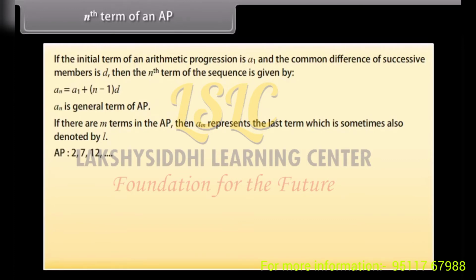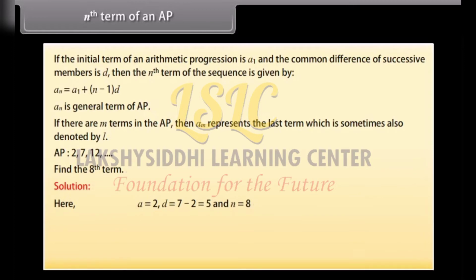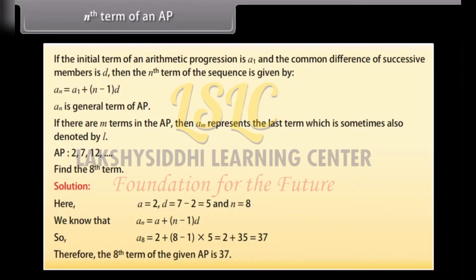Now by using the formula of nth term, let's find the 8th term of the given AP. Here a is equal to 2, d is equal to 7 minus 2, which is 5, and n is equal to 8. We know that an is equal to a plus n minus 1 d. So, a8 is equal to 2 plus 8 minus 1 into 5, which is equal to 2 plus 35, which equals 37. Therefore, the 8th term of the given AP is 37.